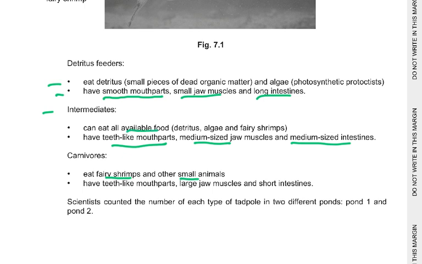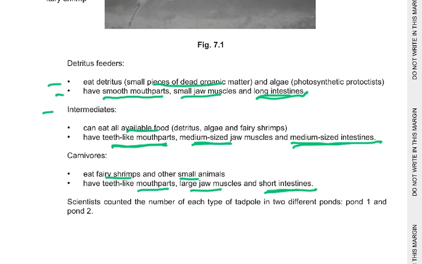They have teeth-like mouthparts, a large jaw muscle, and a short intestine. So we have long intestine, medium intestine, and short intestine.